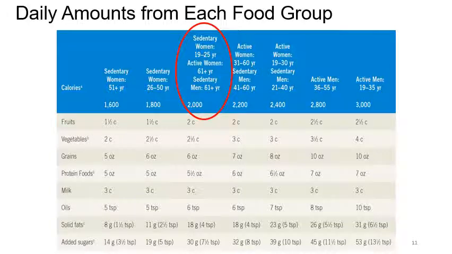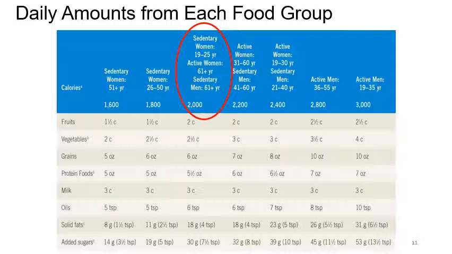Daily amounts for each food group. So our food facts are based on 2,000 calories. So when you look at it, it's really for sedentary women 19 to 25 years old, active women 61 plus, and sedentary men 61 plus. And you can kind of guess which category you are based on your activity level and your age. And so you have an idea where you fall with how many calories you need each day to really optimally survive without gaining weight or losing weight.